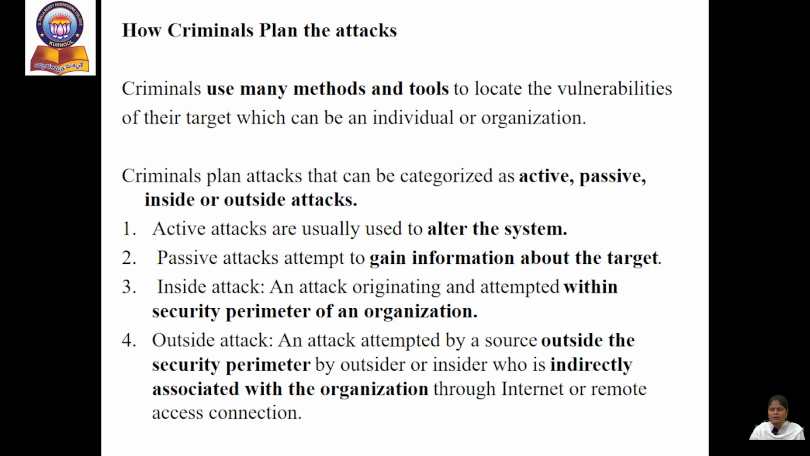Next is an outside attack. This is an attack that is performed by the competitor persons or the competitor organization. It's an attack that is performed by people not within an organization. He may belong to some other organization, or he may be outside of the organization, but he wants to take revenge on an organization. So this attack is attempted by a source outside the security perimeter, by an outsider or an insider who is indirectly associated with the organization, through the internet or a remote access connection. So we call this an outside attack.